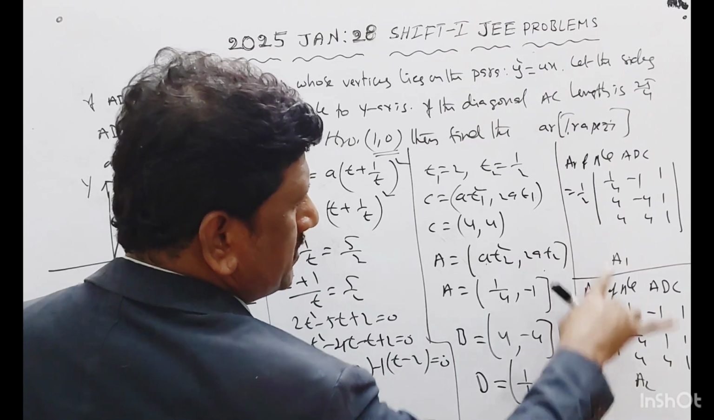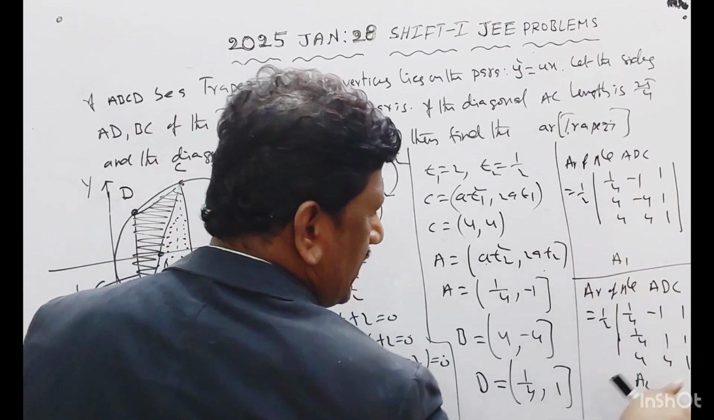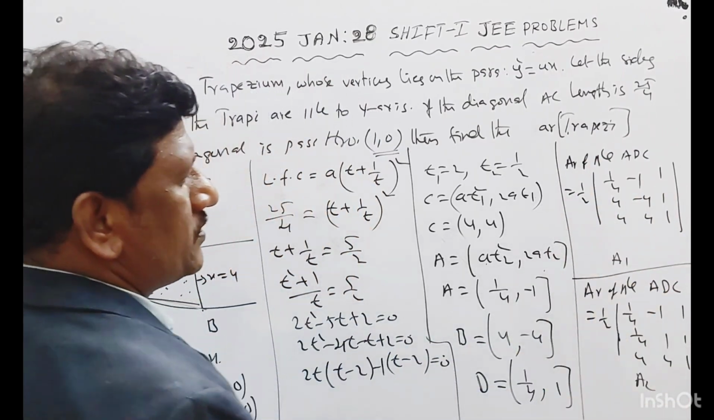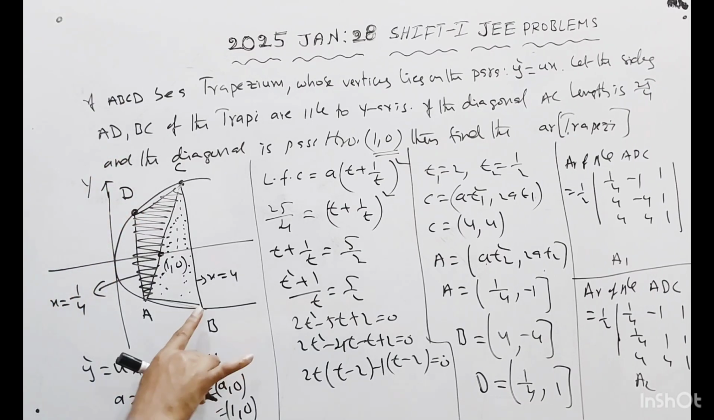Add these both areas. If you add these triangle areas, then you will get the total trapezium area.